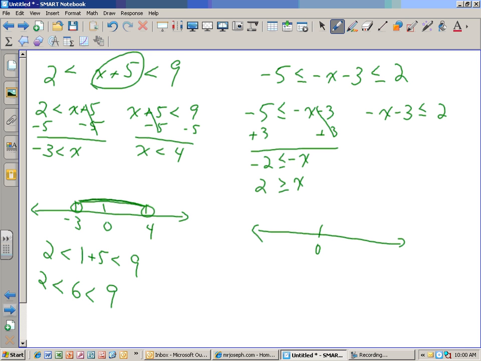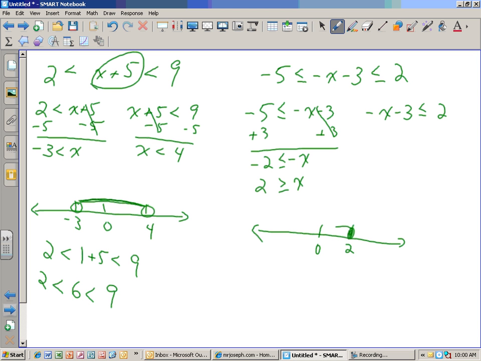Okay? So this says I want, can you read that for me? Yes. Read it from the x. X is less than or equal to 2. Here's 2. I want values of x that are less than or equal to 2. It's going to be between two numbers, isn't it? Let's find the other number.